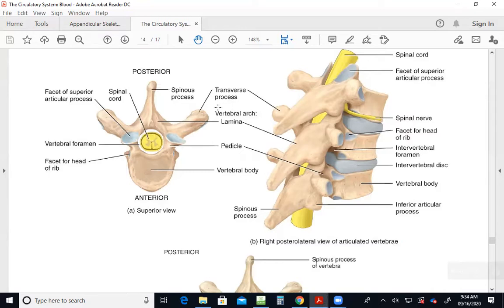Transverse processes project laterally and are important muscle attachment sites. Okay. Between the spinous process and the vertebral body is a hole called a vertebral foramen, which you'll want to highlight. That's where you find, as you can see, the spinal cord.